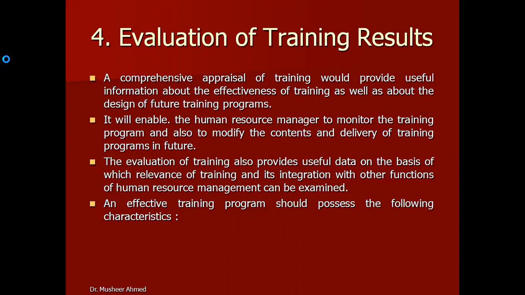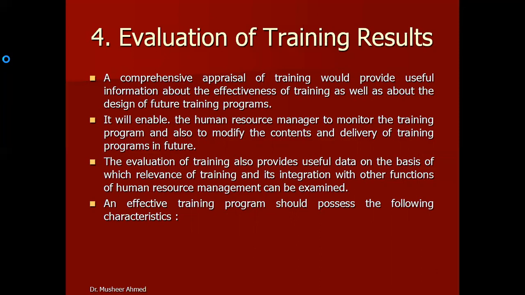A comprehensive appraisal of training is helpful in providing useful information about the effectiveness and design of the training program, and in designing a training program in the future, right? Appraisal of a training program is useful in providing information about its effectiveness as well as the design for future training programs, right?